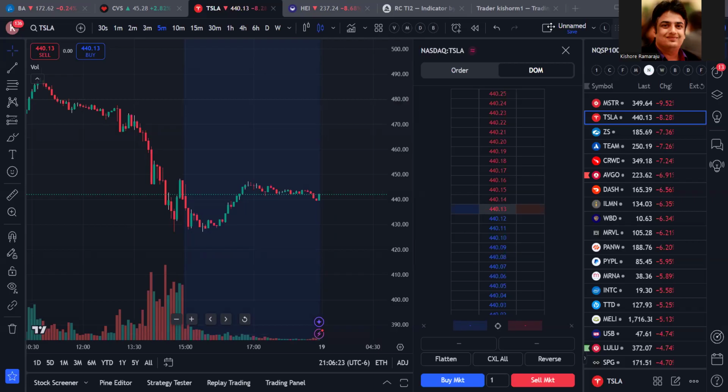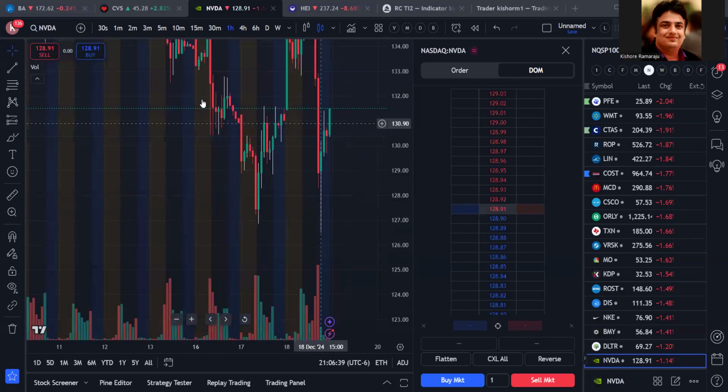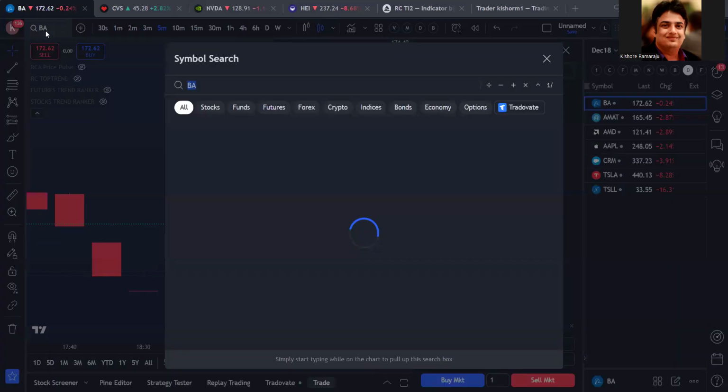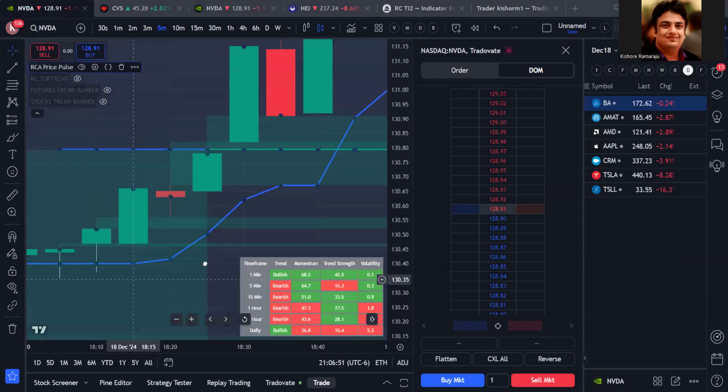Yeah, IBKR, Thinkorswim, most of the big good platforms support spreads. Nvidia is also looking good. So Nvidia also came down, started bouncing up. So today, if you were in the live session, I told you there is a nice buy order block for Nvidia. It touched that, then started moving up.